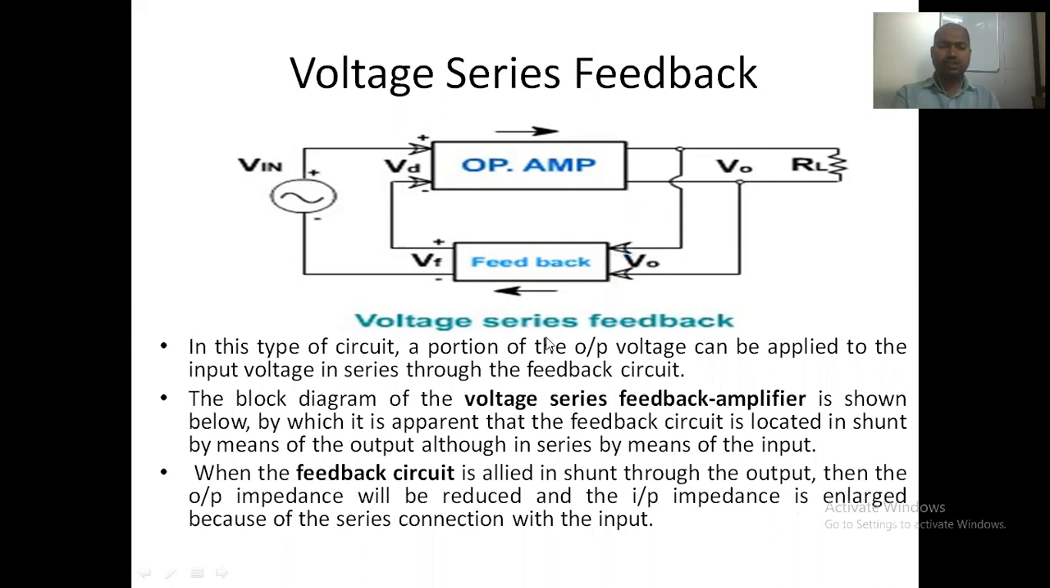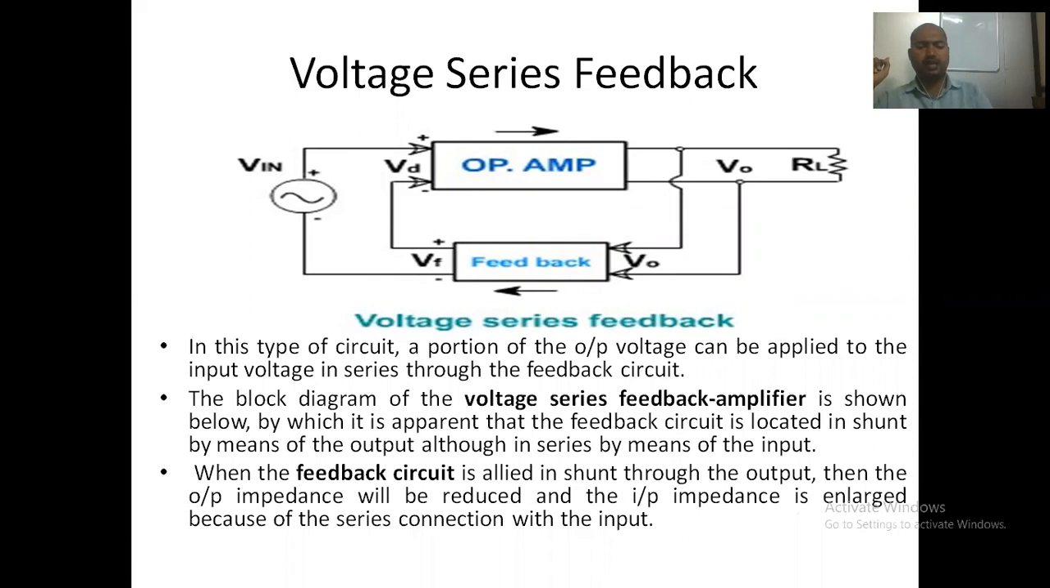Again, this is up to the point of the feedback. Now whatever the feedback coming, that should be applied to the input in a series. That's why it is called as voltage series type of the feedback. This diagram shows that in case of voltage series feedback, whatever the output coming, that is a voltage, that output is again applied to the input in a series. That's why it is called as voltage series type of the feedback.